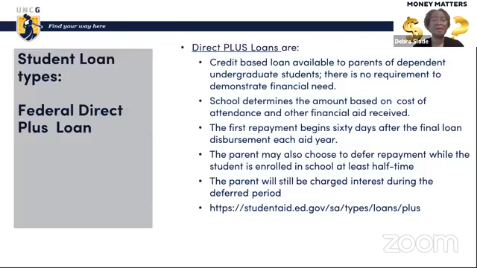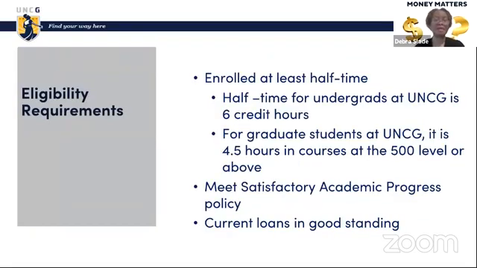So eligibility requirements, and I kind of went over this a little bit in brief. Students must be enrolled at least half-time. For graduate students at UNCG, half-time is 4.5 hours in courses at the 500 level or above. You must meet satisfactory academic progress, meaning you are on track to graduate with your degree. You are earning the credit hours, or at least 67% of the credit hours that you attempt each time. So you're in good standing, so you're on track.